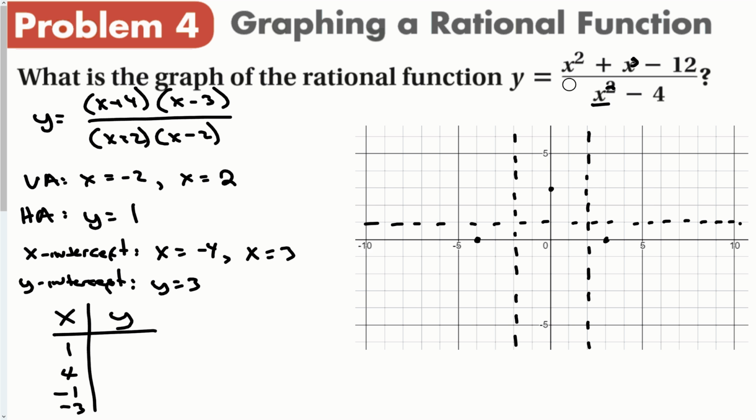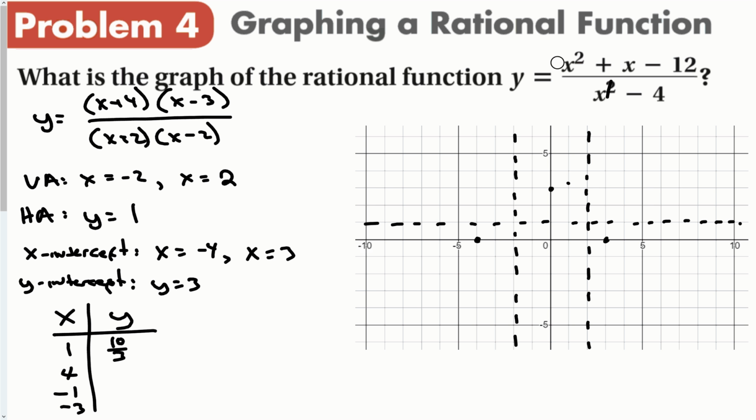Okay, so you can plug it into either the factored form or the original form. It doesn't really matter. Let's just plug 1 into the original function right here. And we get 1, 1, minus 12, so that's going to be negative 10 over negative 3, so that's positive 10 over 3, which is 3 and a third. So that's 3 and a third right there. Okay, these graphs do not have to be exact. Okay, let's jump right to negative 1.